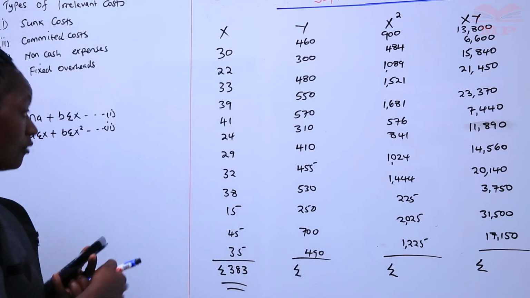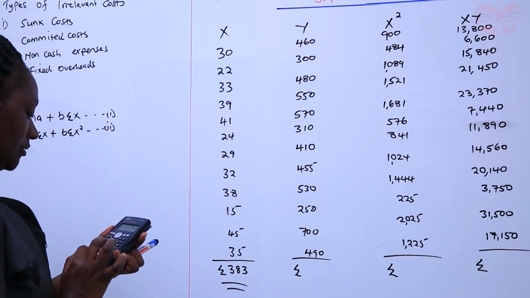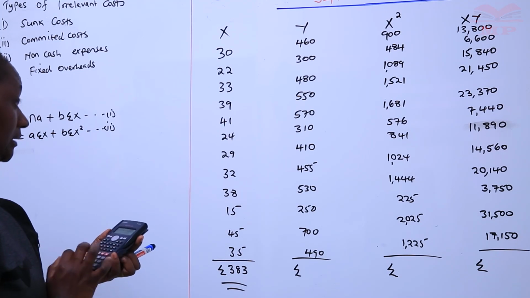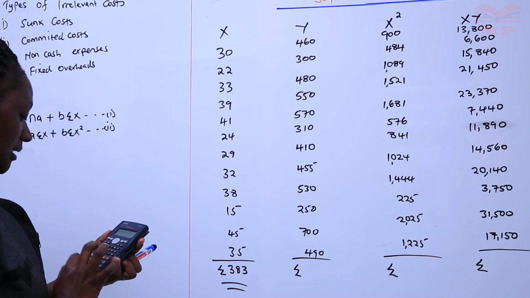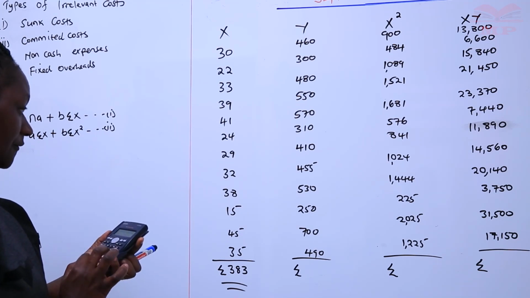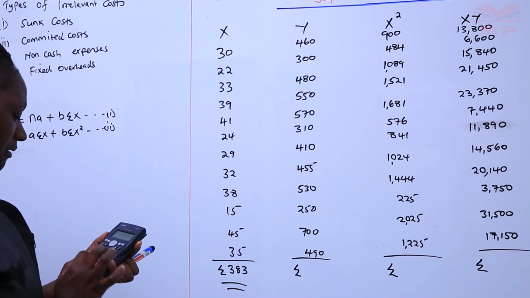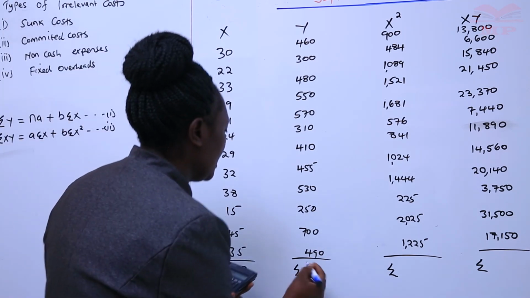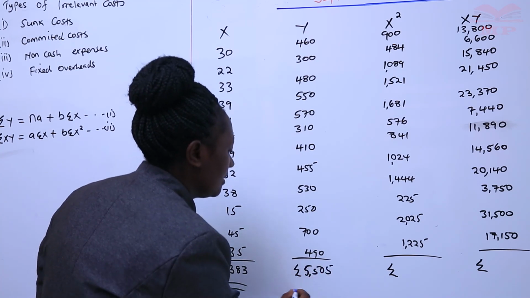Then we do the same for the y column. We add the values. So 460 plus 300 plus 480 plus 550 plus 570 plus 310 plus 410 plus 455 plus 530 plus 250 plus 700 plus 490. This will give us 5,505.